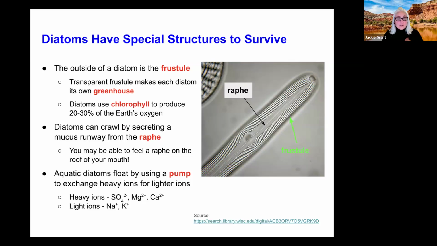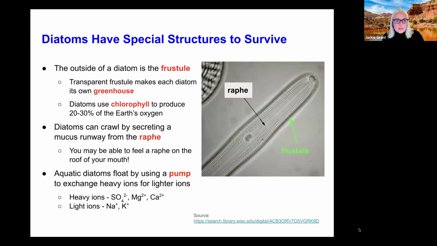The diatoms can float when they live in water by using a pump, an internal chemical pump, to move heavy ions like sulfates and magnesium and calcium out of their bodies, out of their cells, and then replace them with lighter weight ions like sodium that's in salt, or potassium, like potassium in a banana. Those weigh less. And when the diatom pumps those in and out of its system, it can regulate where it is in the water column.